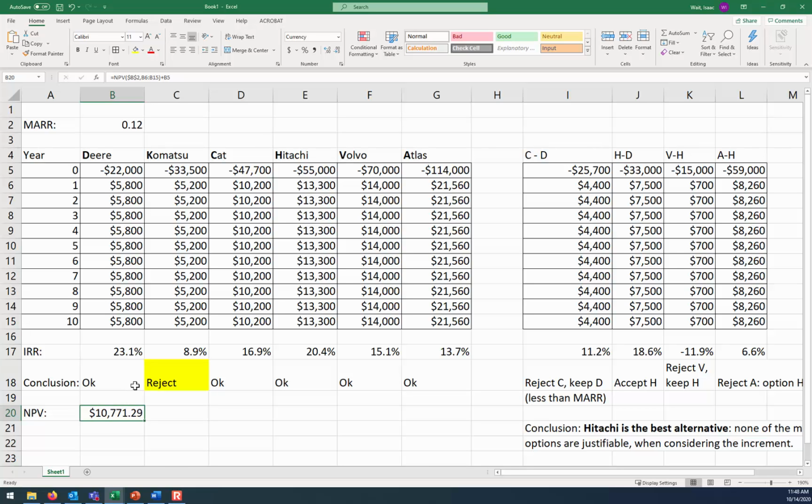Anything that has a positive present worth when you're discounting at the MAR is an acceptable alternative. But if we apply this sideways, we're going to see, for example, that the Komatsu option is a rejection because it doesn't break even. But the best alternative is the same one that we identified through the incremental analysis. The Hitachi is the most profitable option. And so another way of double checking the results of our analysis is by finding the present value of each of the alternatives. Okay, so this incremental analysis is really important.